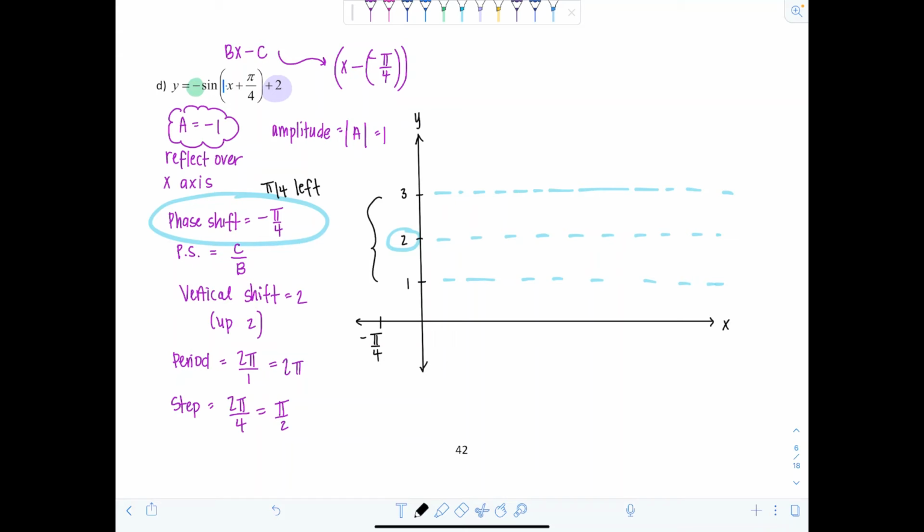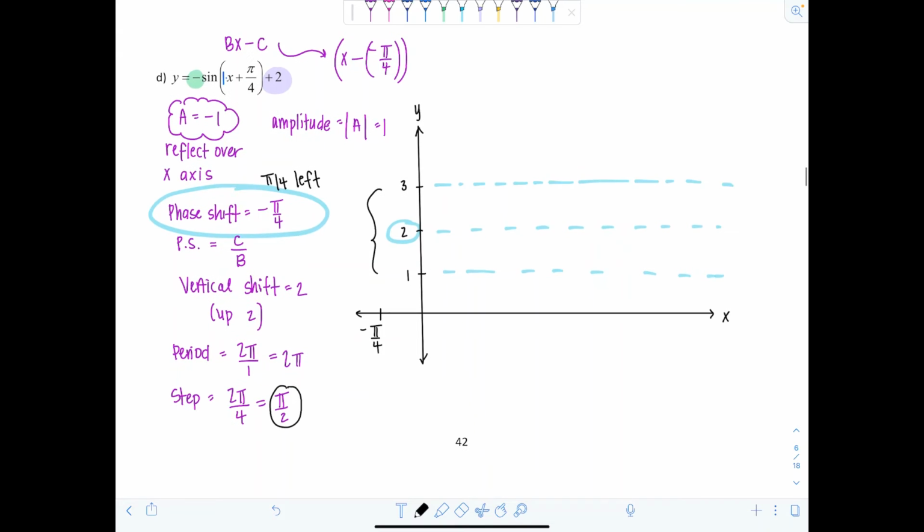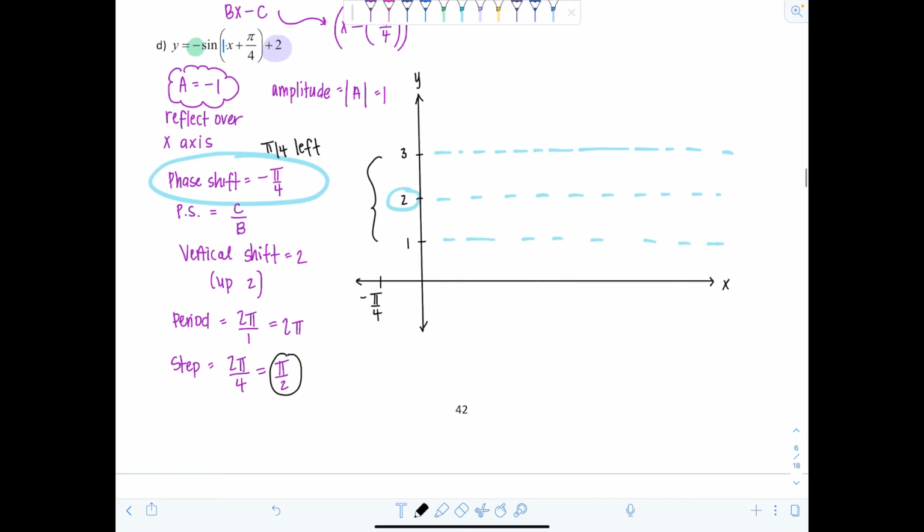Okay, now the step is pi/2. So to get the next key point of my 5 points, I have to add pi/2 to -pi/4. So how are your fractions? -pi/4 plus pi/2, get a common denominator with the phase shift. So that's 2 pi/4, right? So -pi/4 plus the step, plus 2 pi/4, is 1 pi/4. So that's where the next key point is going to be.